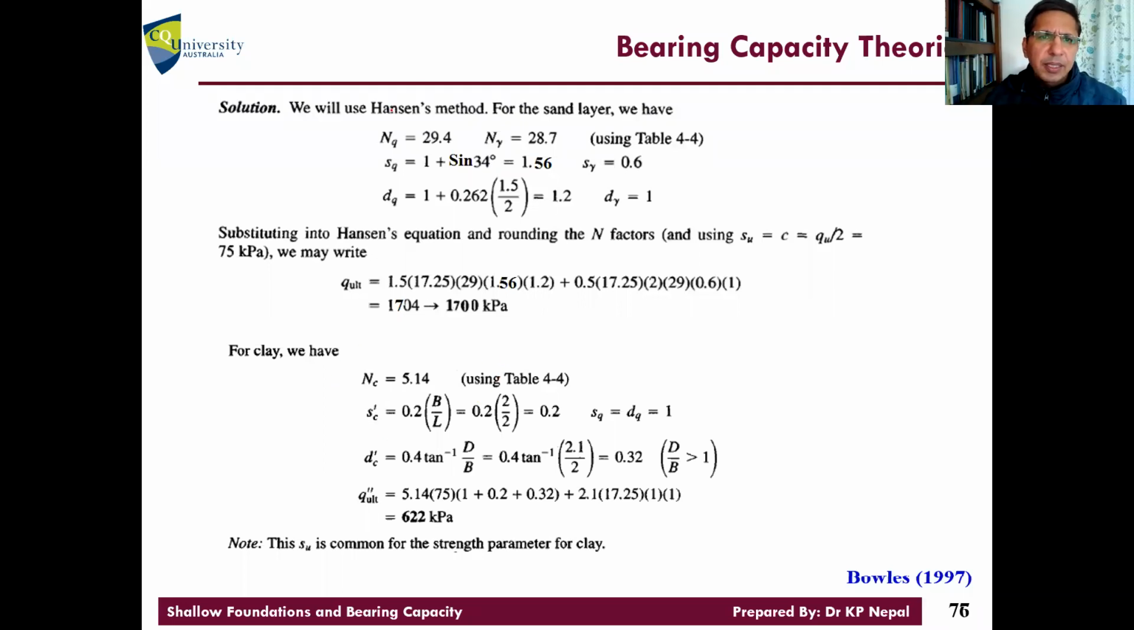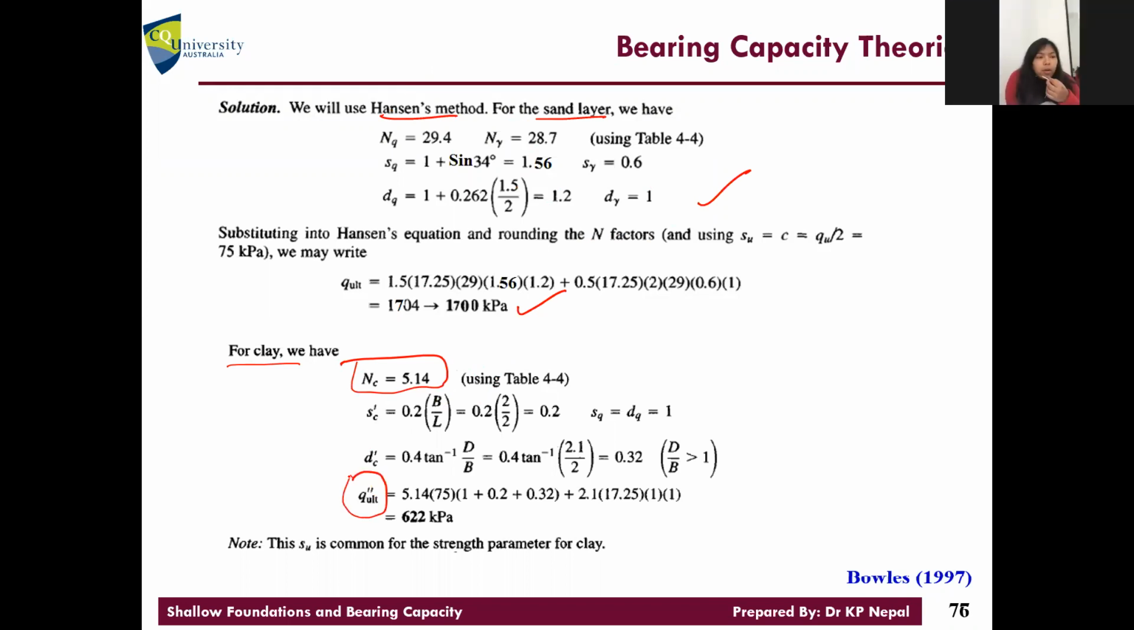You are talking about the Hansen method we are doing, right? That's very clear, this is for the sand layer. You calculate that, right? For the clay layer, that's the equations we use. What is your question? My question is why you sum up together 1 plus 0.2 plus 0.3, 0.2. This one? Yes. I just don't understand that.